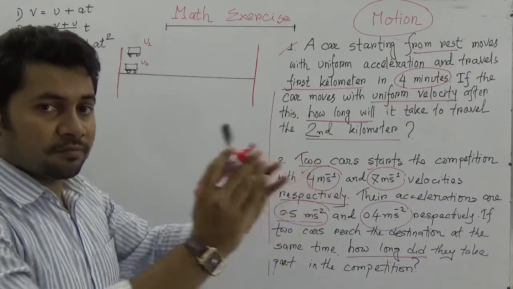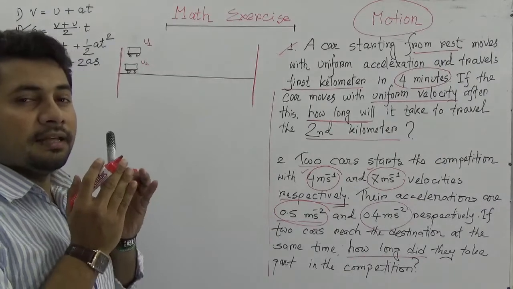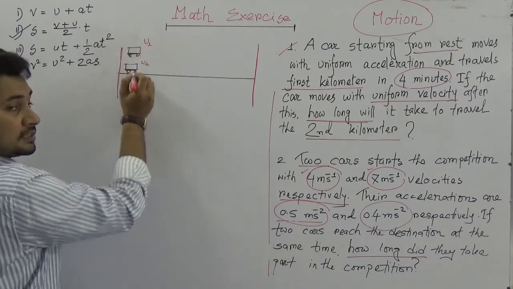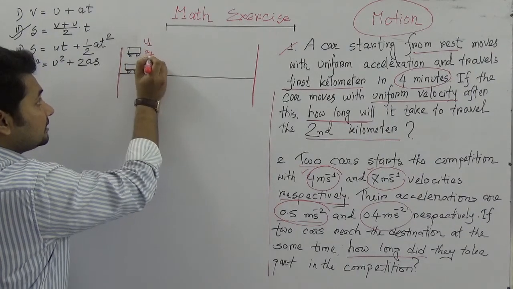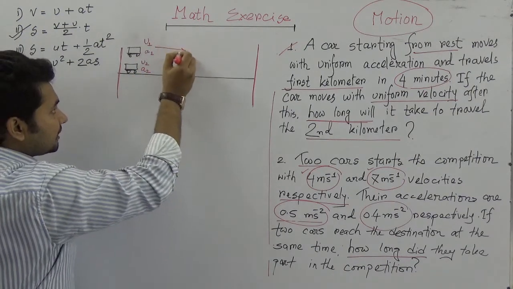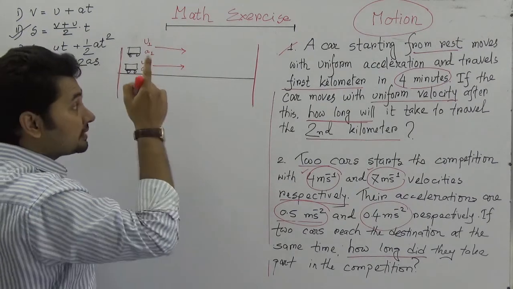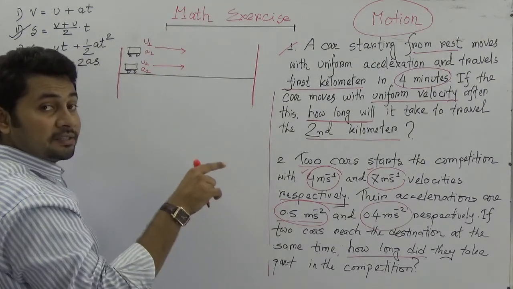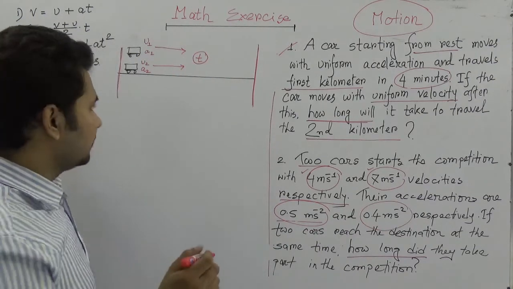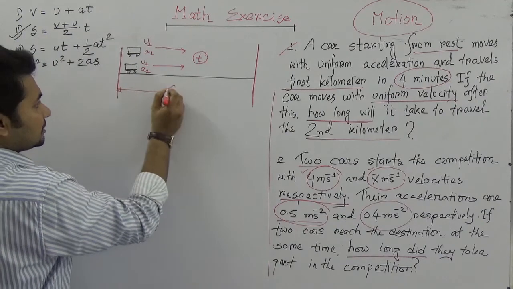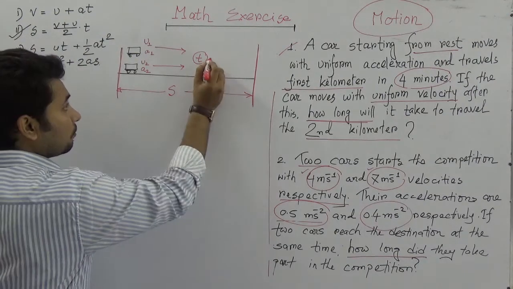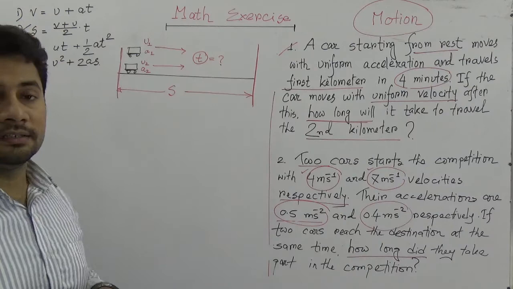So 2 cars are moving in the same direction from a starting point, and there is a competition. This car is moving with a velocity, and this car has a different acceleration too. This car is moving in this direction and this car is also moving in a similar direction, and according to the question, the required time is the same for them. And of course, the distance or the displacement is also the same. So the question is, what is the time required?